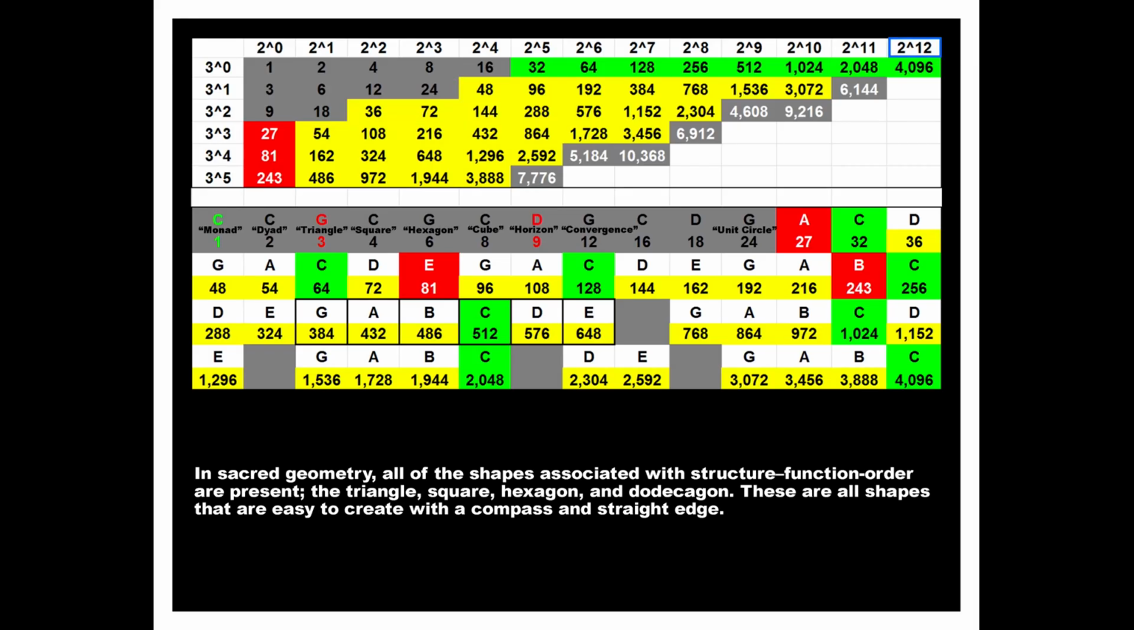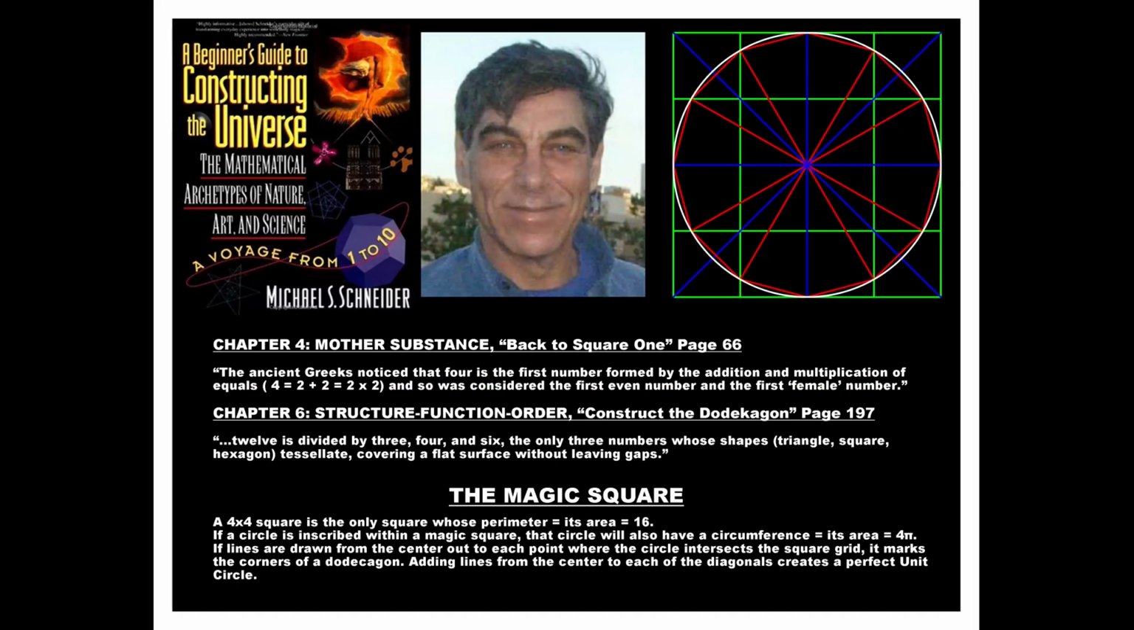In sacred geometry, all of the shapes associated with structure, function, order are present. The triangle, square, hexagon, and dodecagon. These are all shapes that are easy to create with a compass and straight edge. In Chapter 4, Mother Substance, in the section entitled Back to Square One, Michael Schneider writes, the ancient Greeks noticed that 4 is the first number formed by the addition and multiplication of equals. 4 is equal to 2 plus 2, which is equal to 2 times 2. And so was considered the first even number and the first female number.